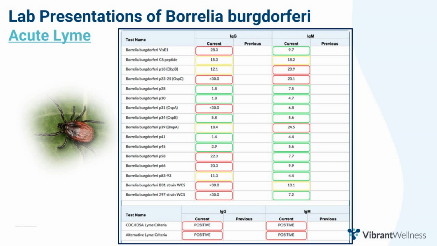So this is the test we all want to see, right? This is the slam dunk test. It's all positive. The CDC is positive, the IgM is positive, the IgG is positive, the alternative Lyme is positive. We've got red all over the place like a Christmas tree. I will tell you, I have seen this less than a handful of times in my career.